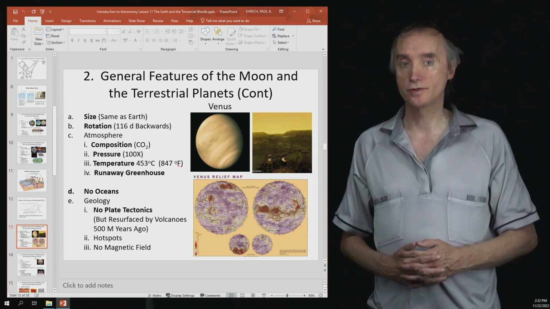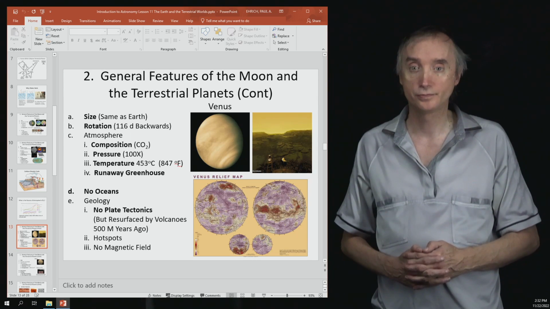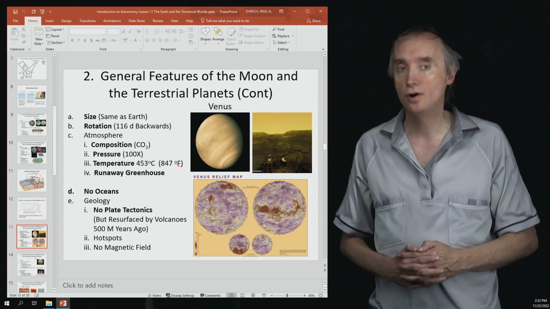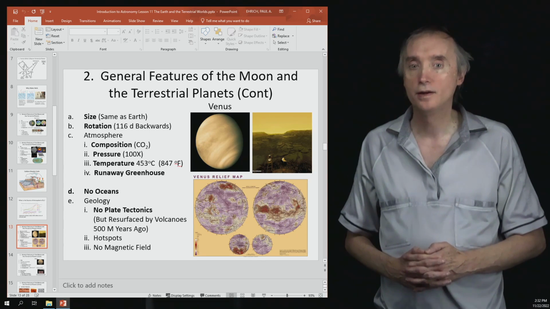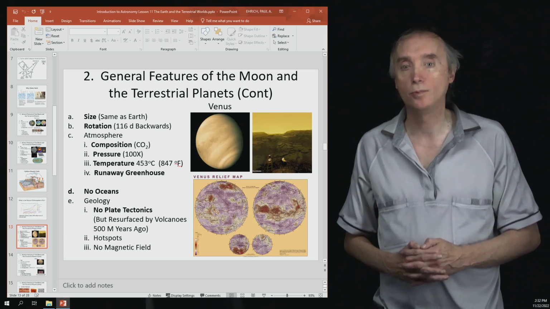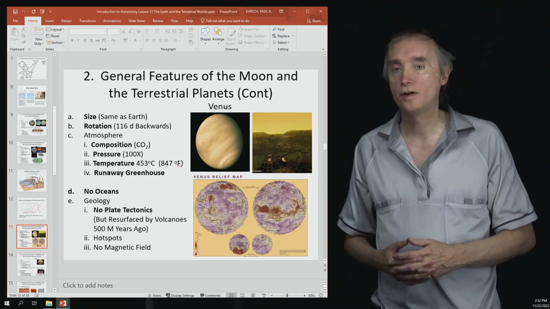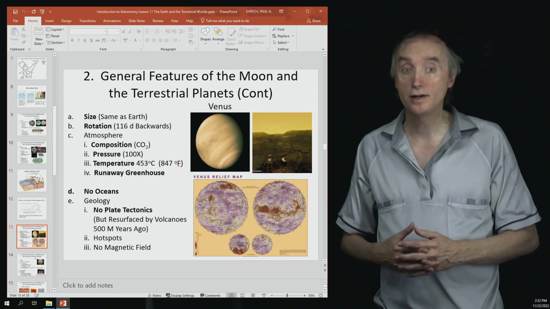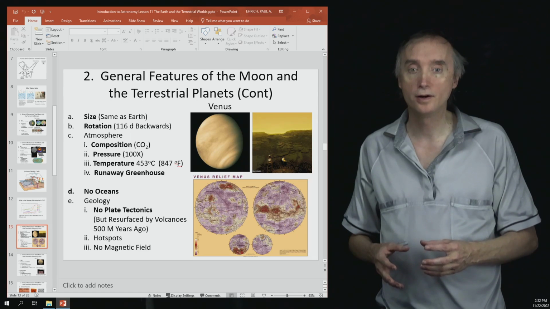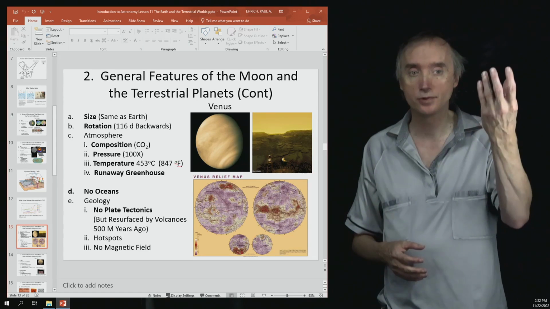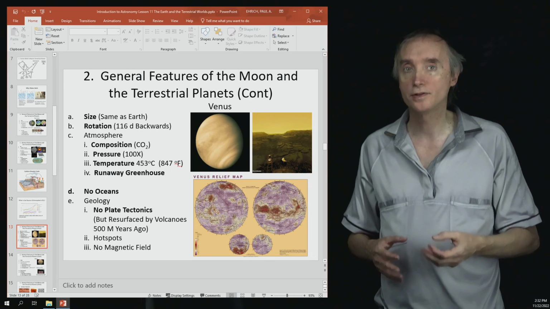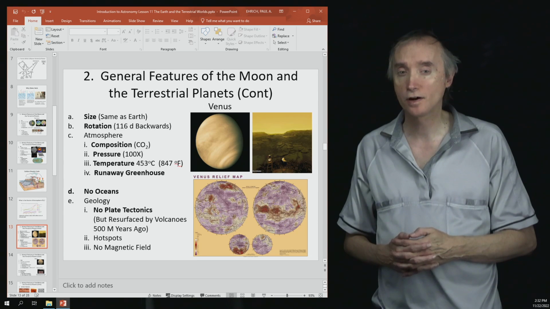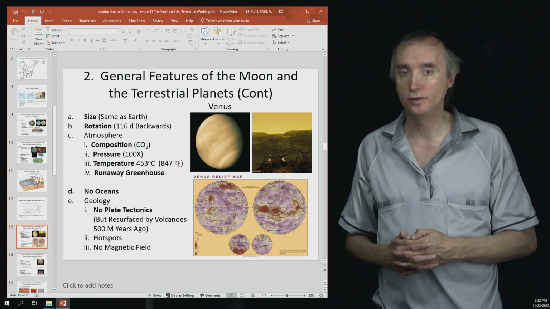Okay, Venus doesn't have oceans. We think at one time it did. The geology of Venus. So it has no plate tectonics, but it was resurfaced by volcanoes 500 million years ago. And it does have hot spots though. So it has areas where there is this hot material that's coming up to the surface, just like Hawaii, and so it's making those volcanoes. And as far as we know, it does not have a magnetic field.